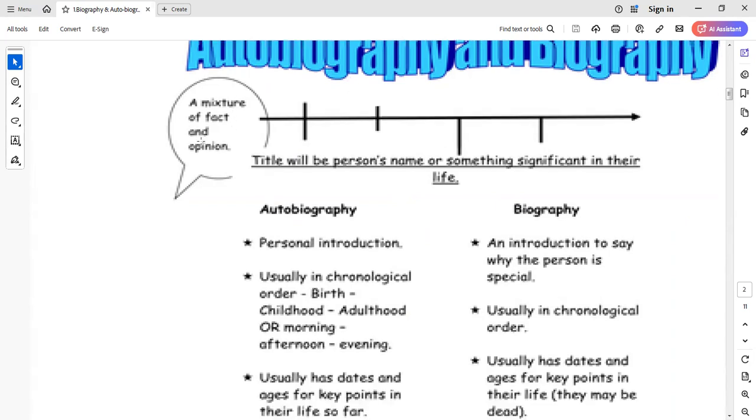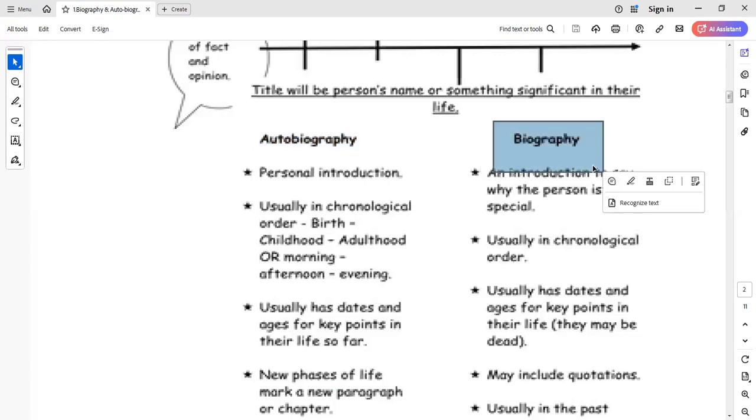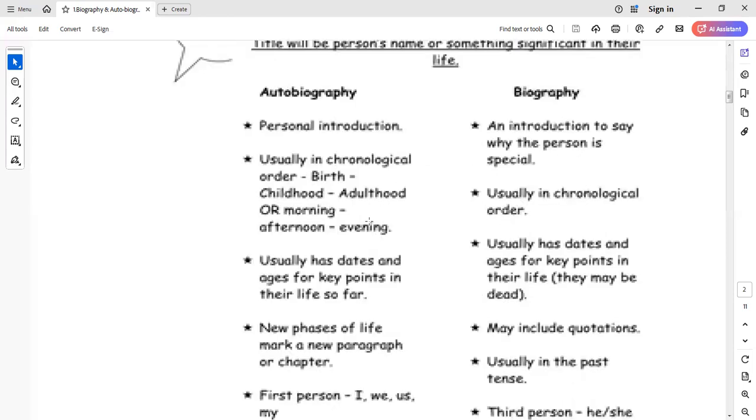As you can see, it's a mixture of facts and opinion. Now, as you see, on the left side, an autobiography, on the right side, a biography. An autobiography has a personal introduction, an introduction to say why the person is special. Then in both, you follow chronological order. It's important to move according to the chronological order.